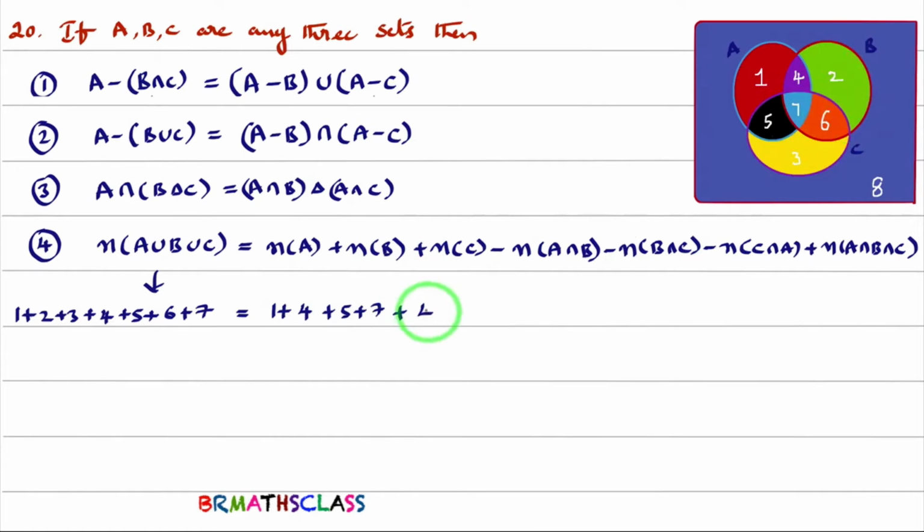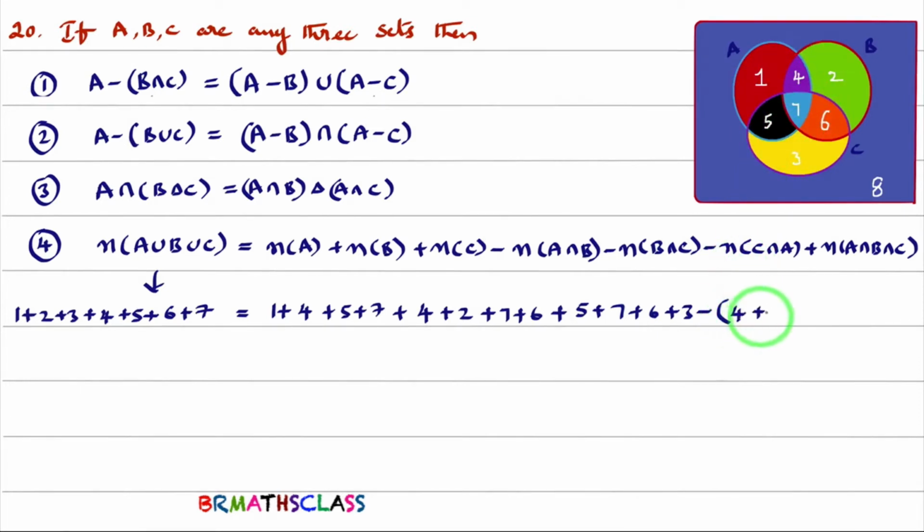B is 4 plus 2 plus 7 plus 6 plus N of C. What is C? This is C. What is C here? 5 plus 7 plus 6 plus 3 minus of A intersection B. You see, what is A intersection B? This zone, 4, 7. What is that? That is A intersection B.